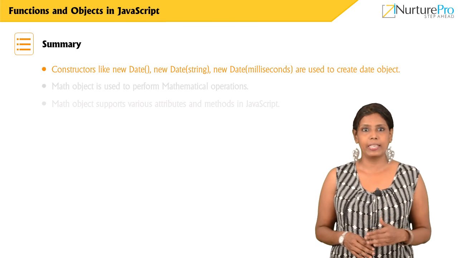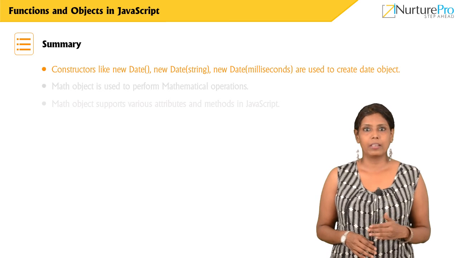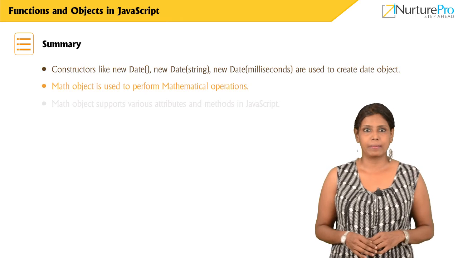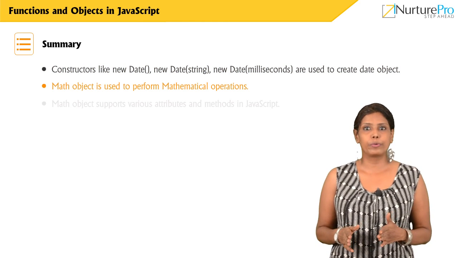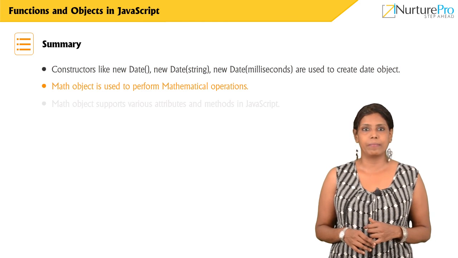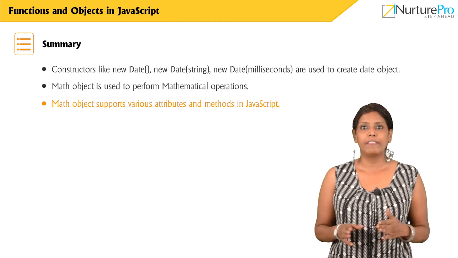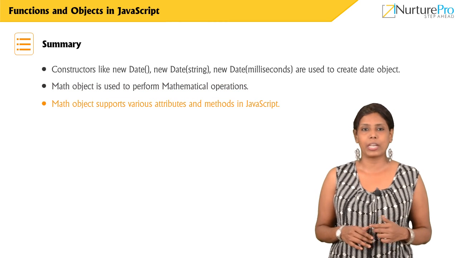Constructors like new Date(string) and new Date(milliseconds) are used to create a Date object. The Math object is used to perform mathematical operations. The Math object supports various attributes and methods in JavaScript.